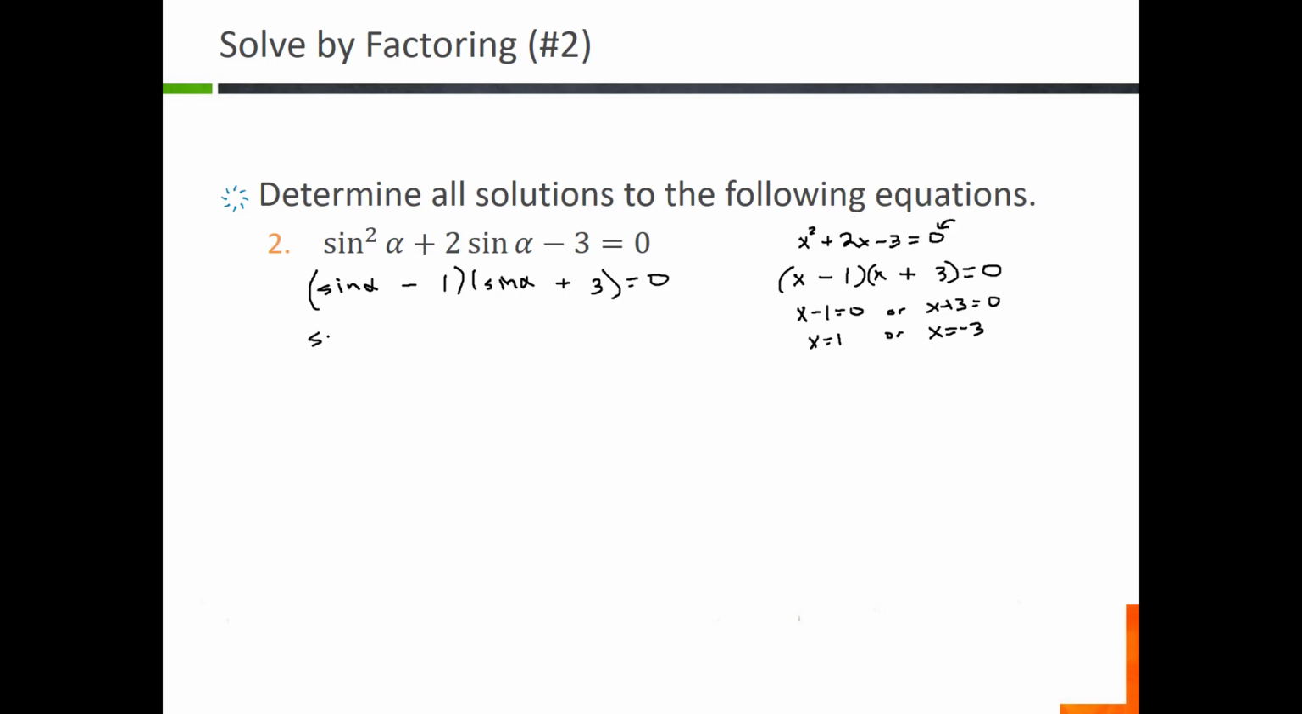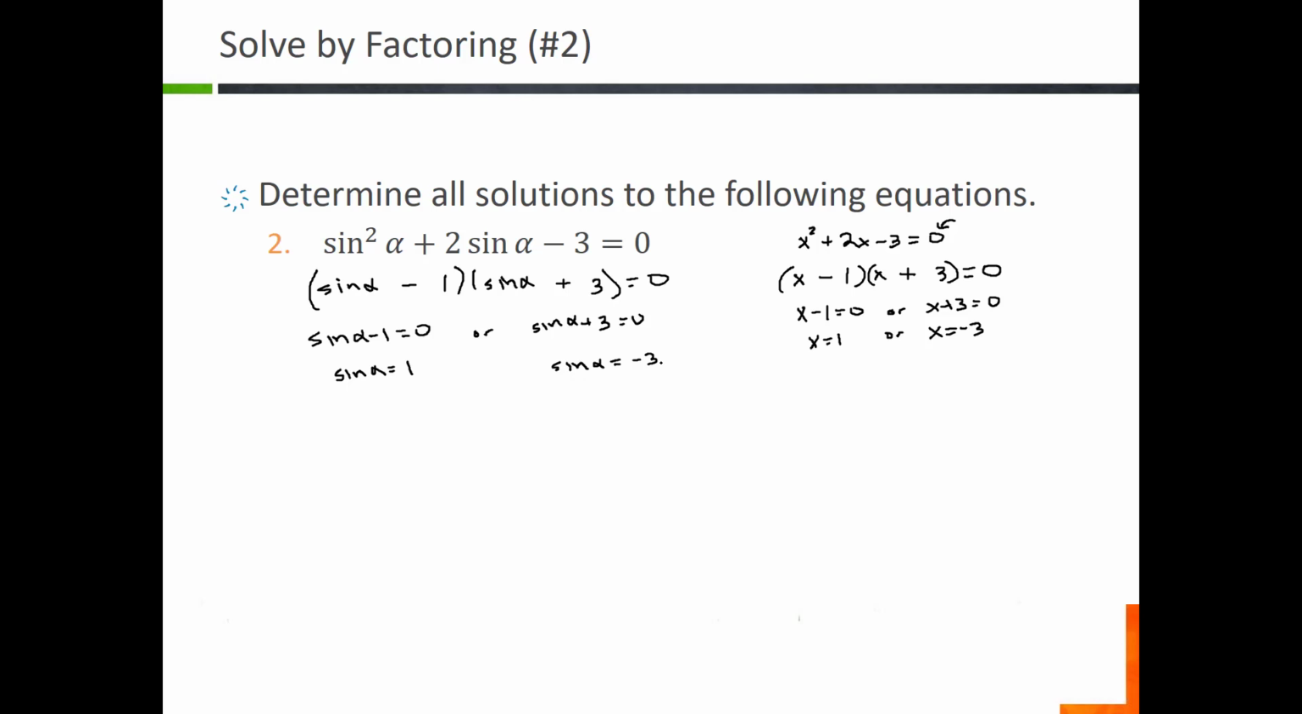So we can split that apart. We have sine of alpha minus 1 is equal to 0, which means sine of alpha is equal to 1. Or we have sine of alpha plus 3 is 0, which means sine of alpha is equal to a negative 3. Okay, so we have all the simplifying done. We've done all of our algebra. We just need to apply our unit circle now.